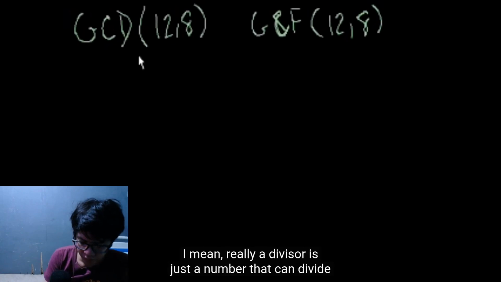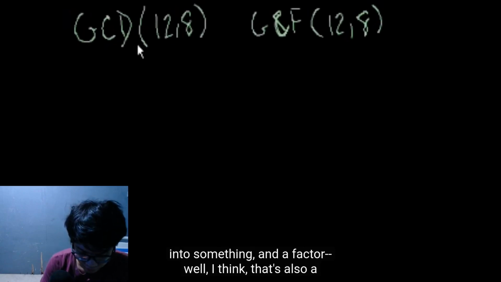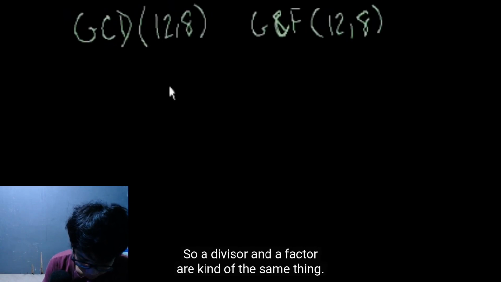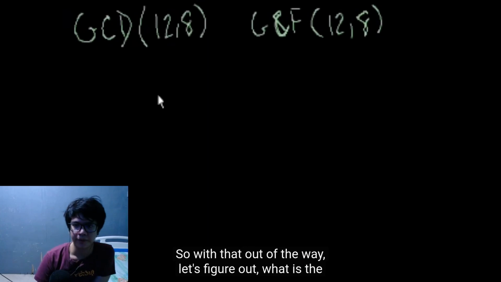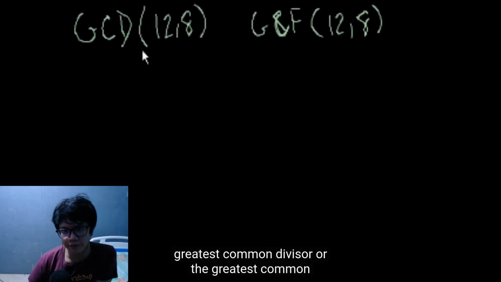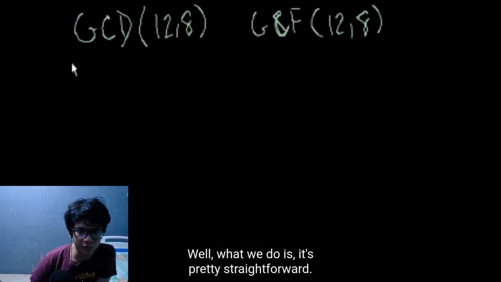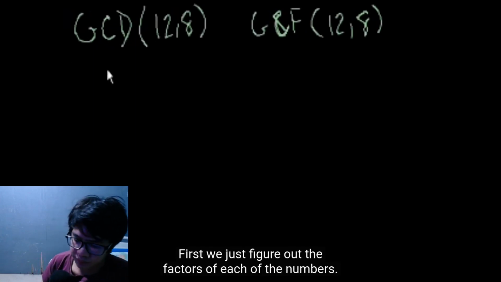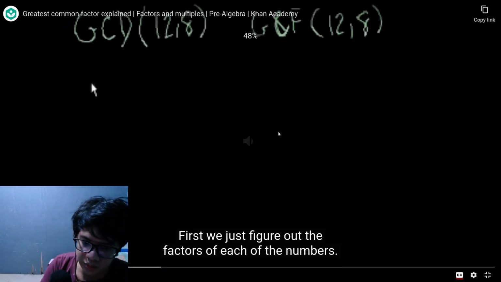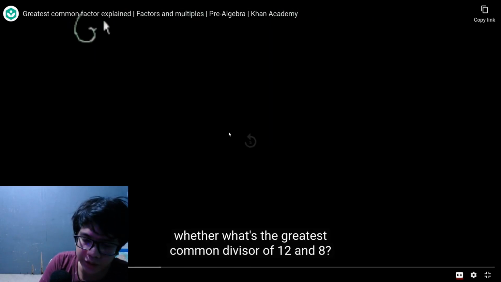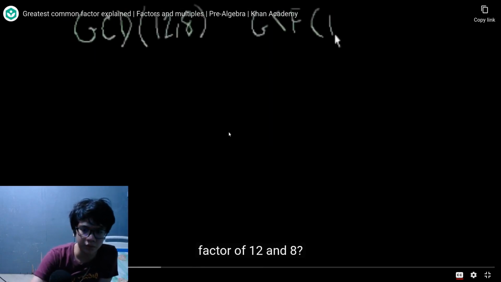I mean, really, a divisor is just a number that can divide into something, and a factor, well, I think that's also a number that can divide into something. So a divisor and a factor are kind of the same thing. So with that out of the way, let's figure out what is the greatest common divisor or the greatest common factor of 12 and 8. Well, what we do is pretty straightforward. First, we just figure out the factors of each of the numbers.